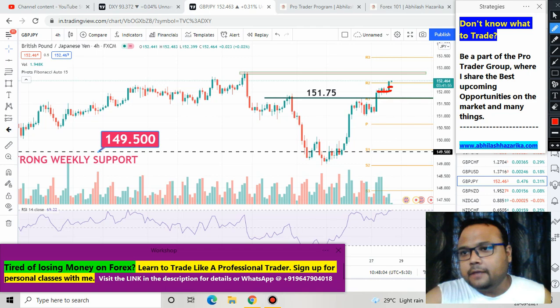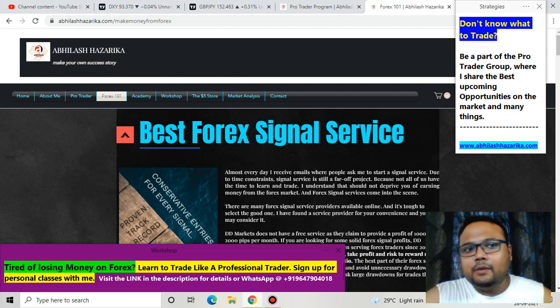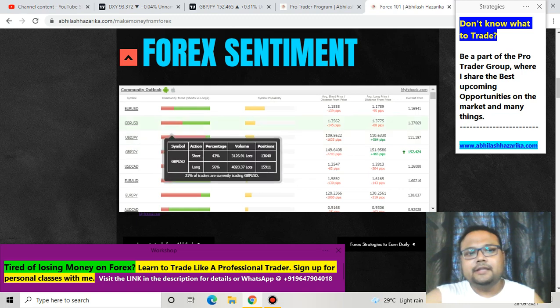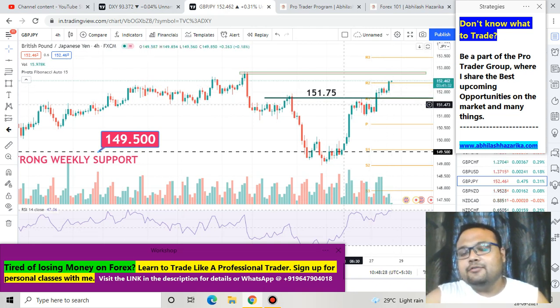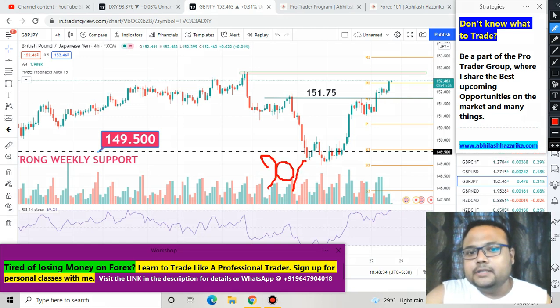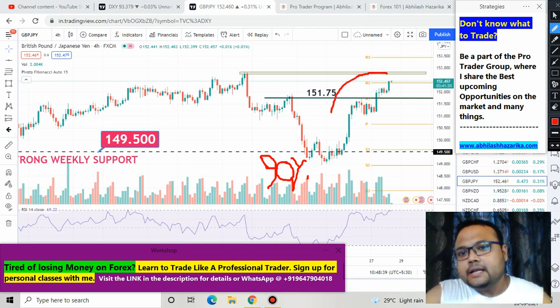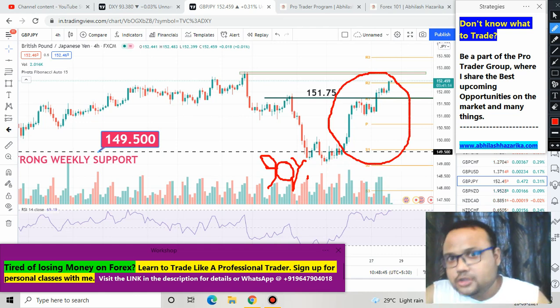of losing money. For example, this is the Forex sentiment meter. You'll find the Forex sentiment meter on my website avilashhazarika.com under the Forex 101 section. In the Forex sentiment meter, you can see that 84% of retail traders have taken a short position and only 15% of retail traders have taken a long position. This is the main reason why 90% of retail traders lose money, because retail traders fail to follow the trend of the market. In this bullish market, 84% of traders have taken a short position and they are in loss right now.